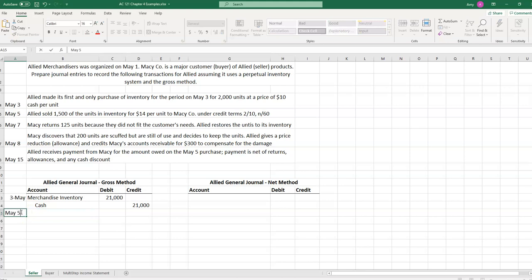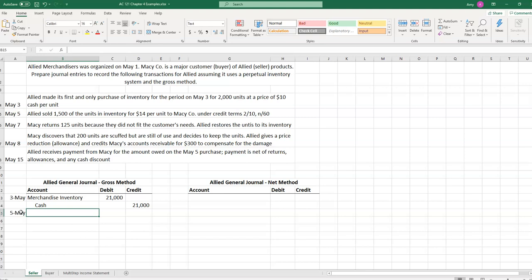May 5th, Allied sold 1,500 of the units in inventory for $14 per unit to Macy Company under credit terms 2/10, n/60. So those credit terms say that if they pay within 10 days, we give them a 2% discount. Otherwise, their entire balance is due in 60 days. That's what the n/60 is, net 60.